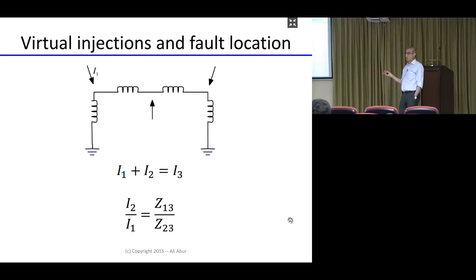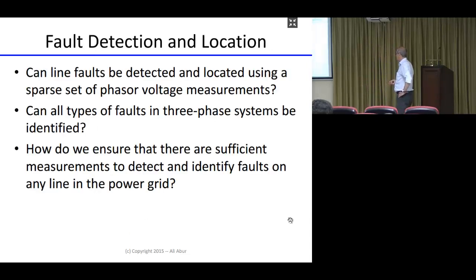So if you have three terminal lines, you can also devise another equivalent relation where you can show that knowing these three terminal injections, you can find the location of the fault, whether it's on this or that or this, one of the three. So that's basically the main motivation of this formulation.